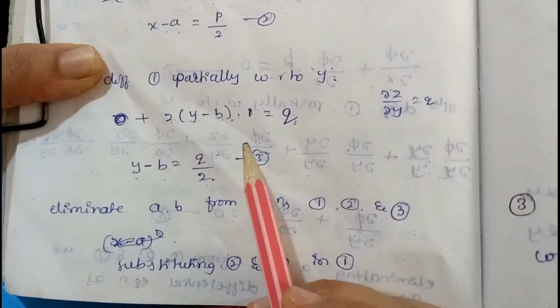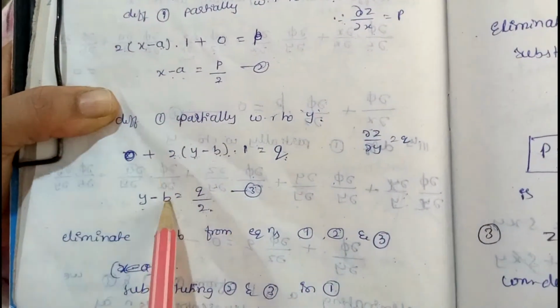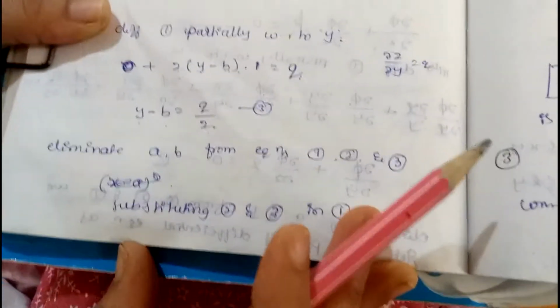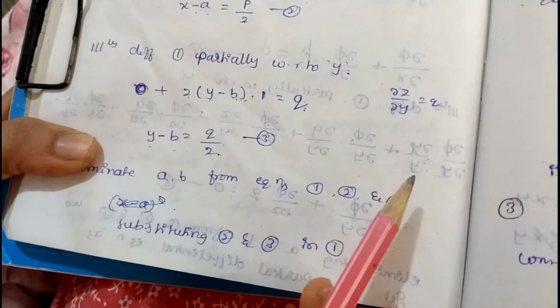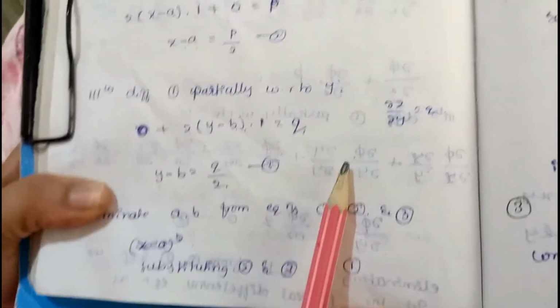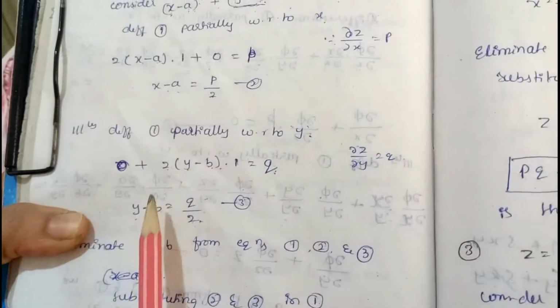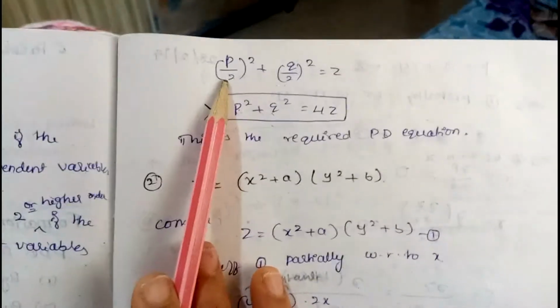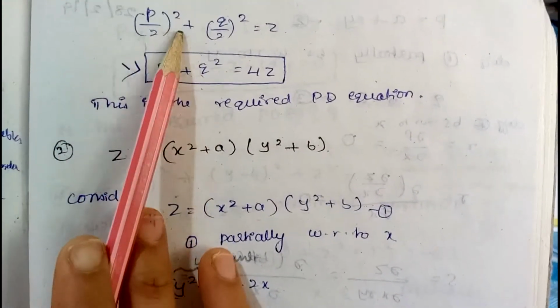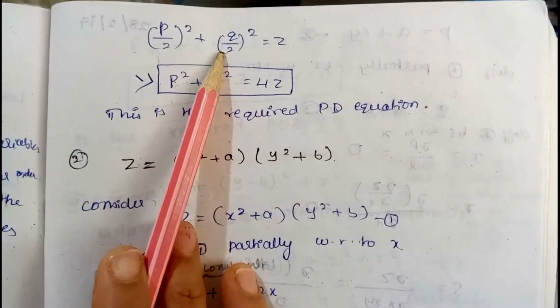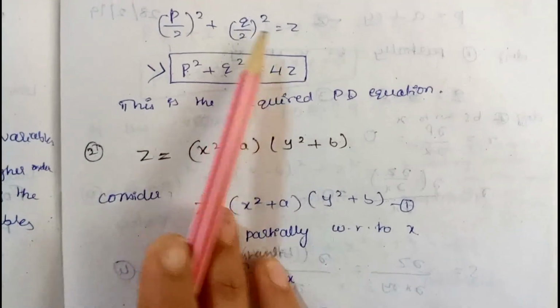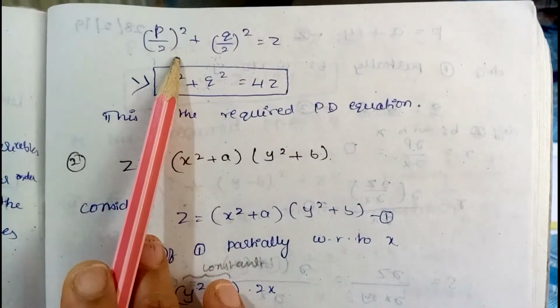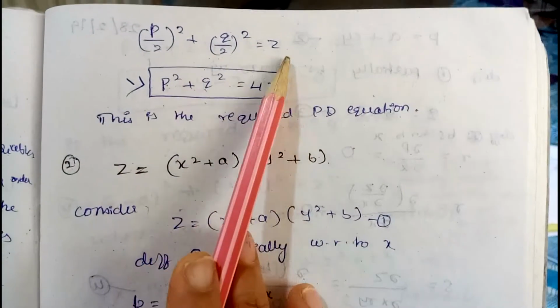Last step is, we have to eliminate these arbitrary constants a and b using 1, 2, 3. Therefore, to eliminate a and b from 1, 2, 3, we have to substitute the values of x minus a and y minus b in equation 1. That is, equation 1 becomes, the value of x minus a is equal to p by 2. Therefore, p by 2 whole square plus the value of y minus b is equal to q by 2, q by 2 whole square is equal to z. That is, p square by 4 plus q square by 4 is equal to z.